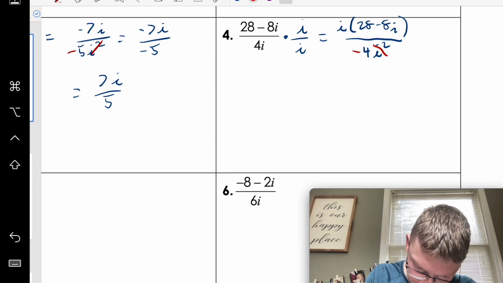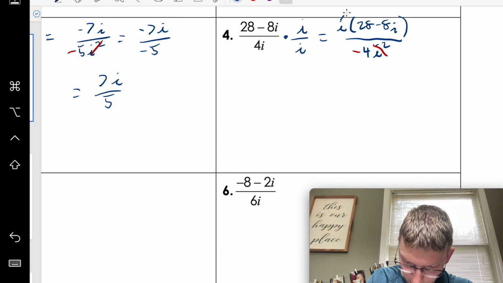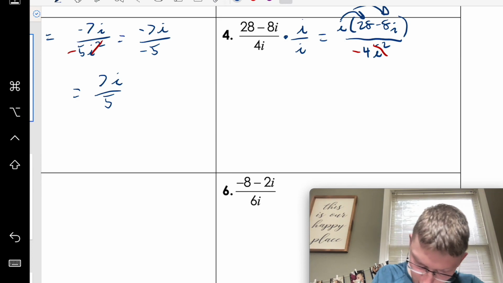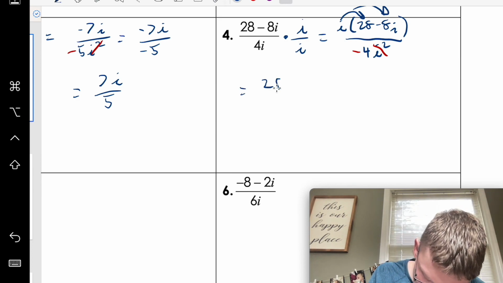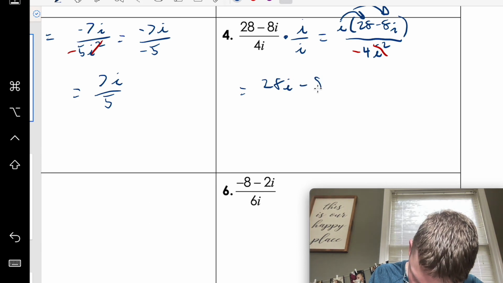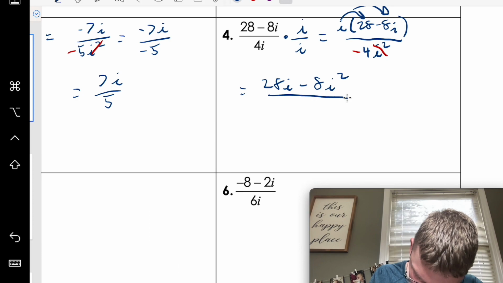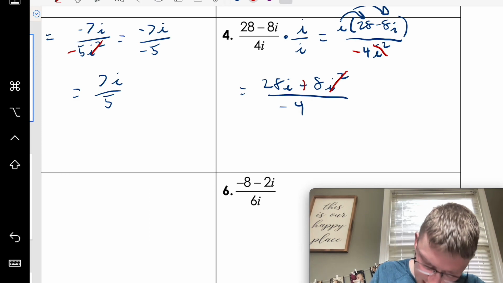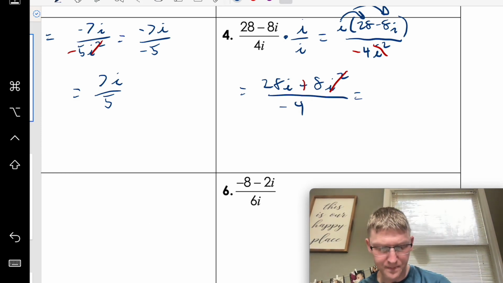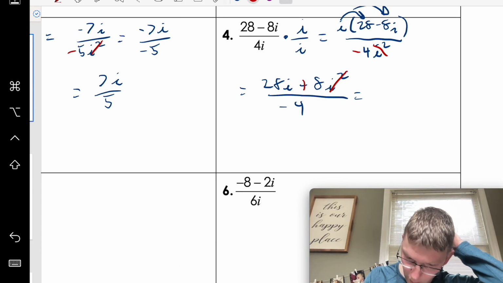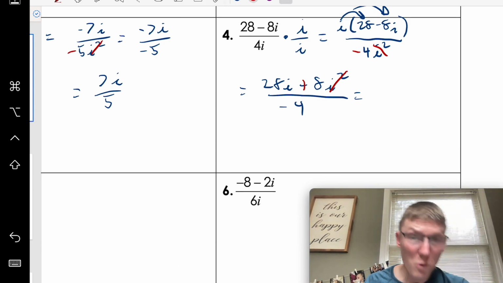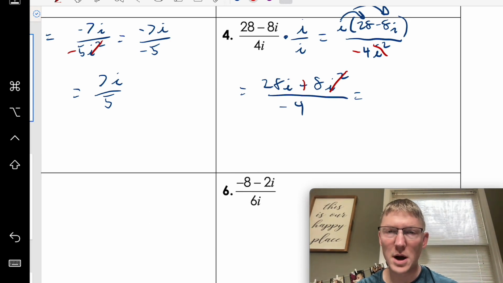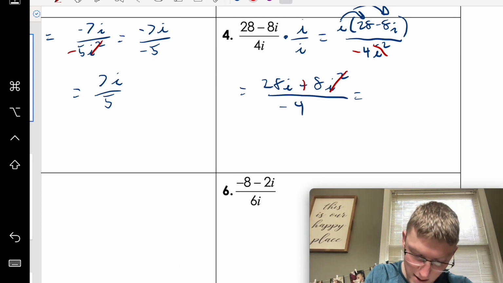Use my different color. So now let's deal with this top. So this i is going to go into this one and that one. And then what we're going to have left over is 28i minus 8i squared over negative 4. We got an i squared. We're going to change my sign there. And then all of these are even, so I can reduce all of the numbers. Remember, when you're reducing fractions, if you're pulling something out, it has to be every single number in the fraction. It can't be just one of them. So like I can't cancel this out like that. I have to include the 8 as well.